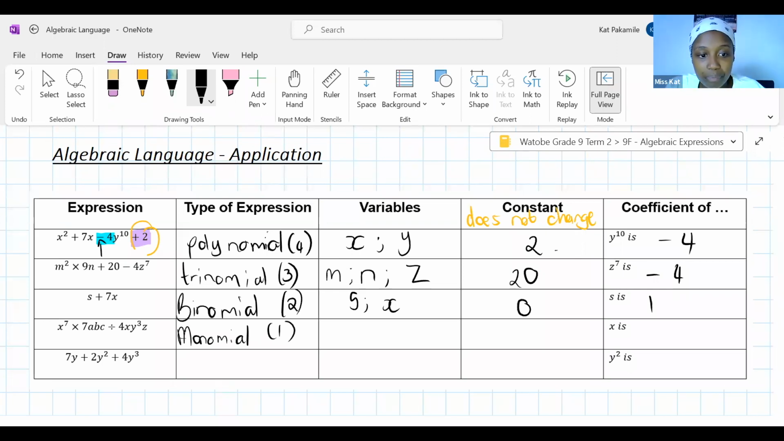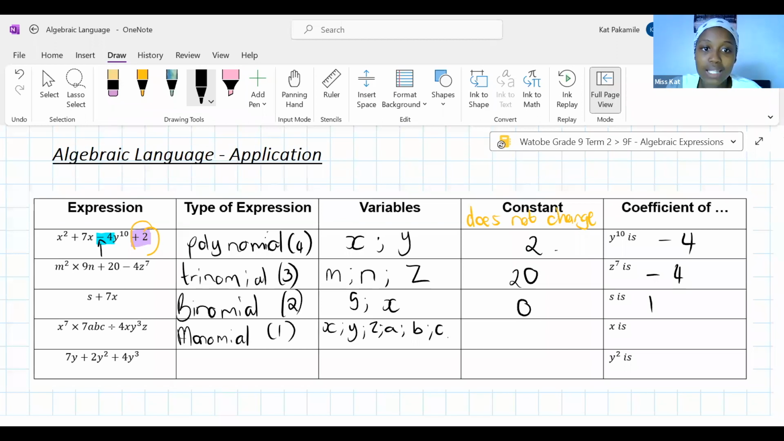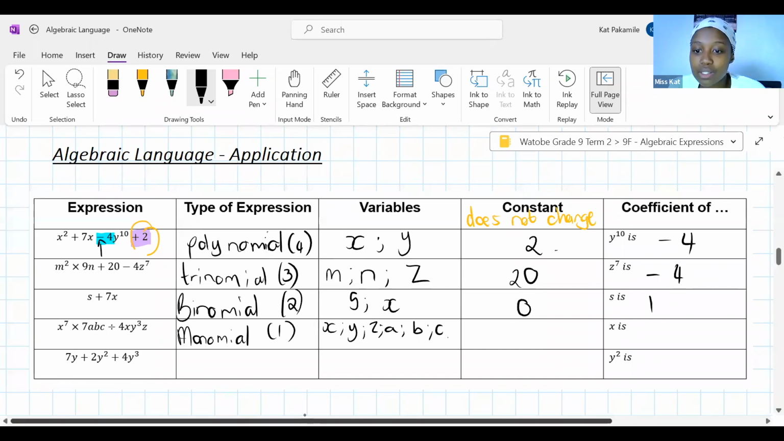X, Y, and Z. Ooh, ABC. Does ABC count? X, Y, Z, A, B, C. Yes, it does count, my darling, because it's letters in place of numbers. We don't know what A is, we don't know what B is, we don't know what C is. So it does count. What is a constant in our expression? There's no constant, so it's a 0.